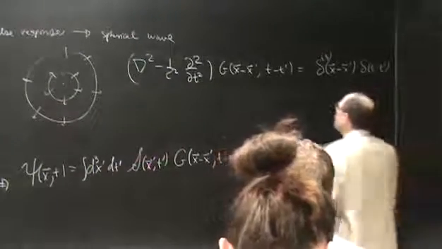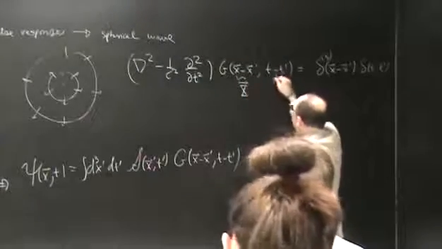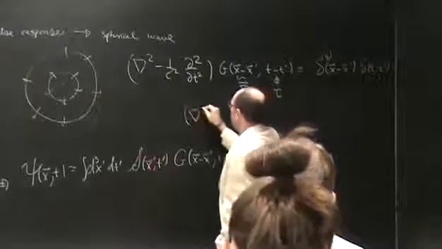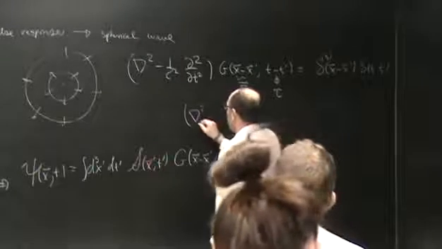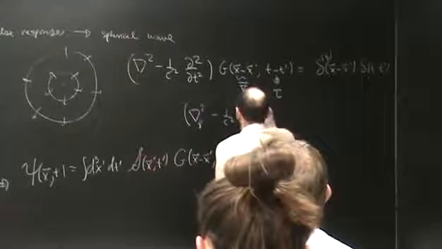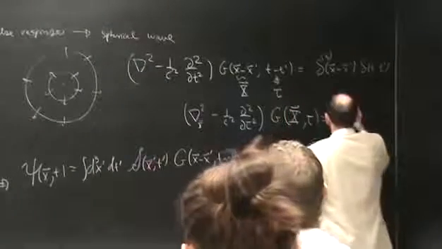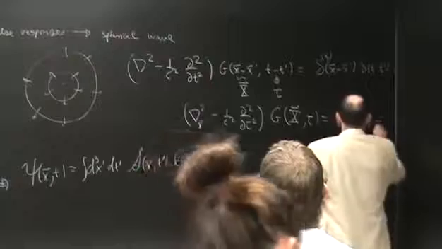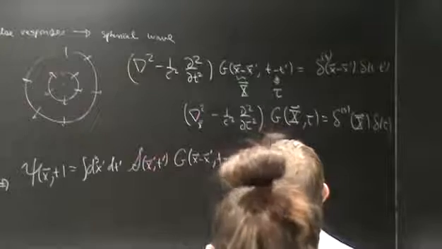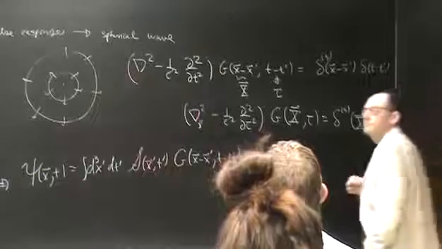And we can just change variables. We'll call this capital X and this tau. And then the derivatives can be shifted. So this is now the derivative with respect to capital X. D squared by d tau squared, g of X and tau equals the delta function. Okay? So, how do we solve for the Green's function?